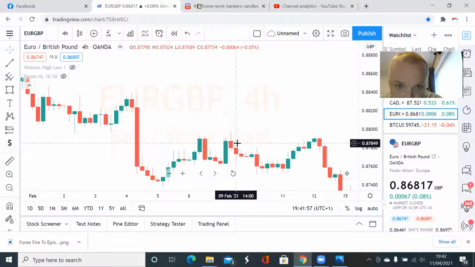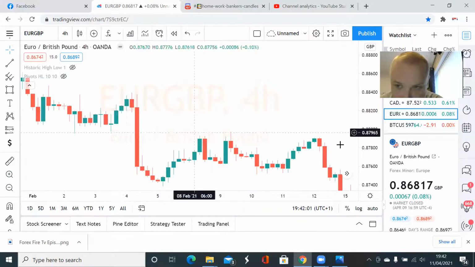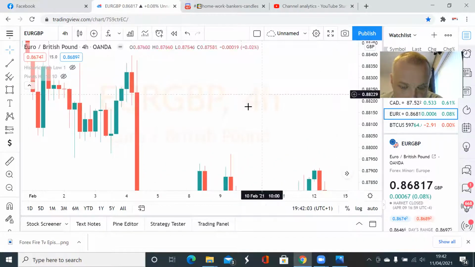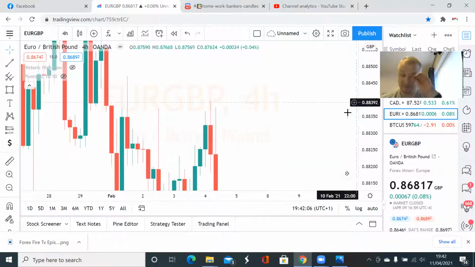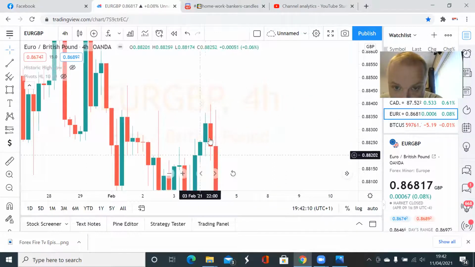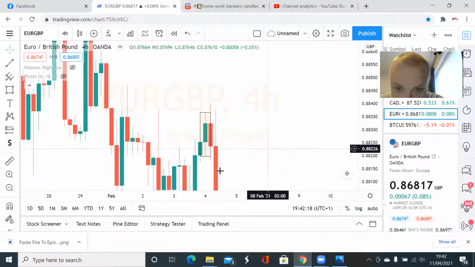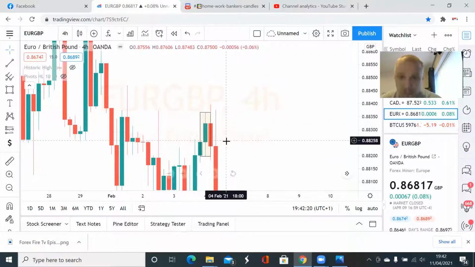So if we look in here, okay, we've got, we'll use this as an example, this candle here. Okay, we've got the up before the downturn. If we highlight that wick to wick, you see that there? Okay, so that is your bankers candle.